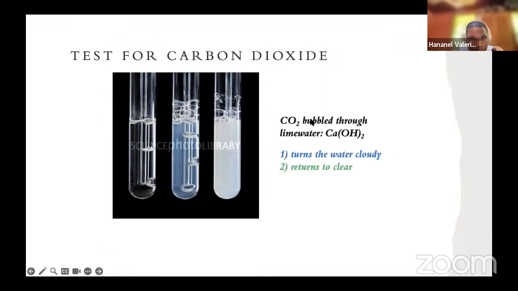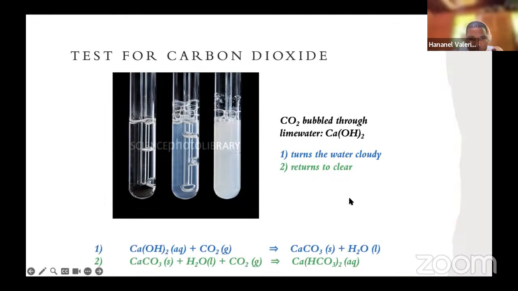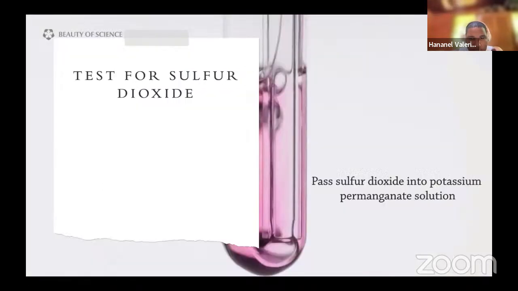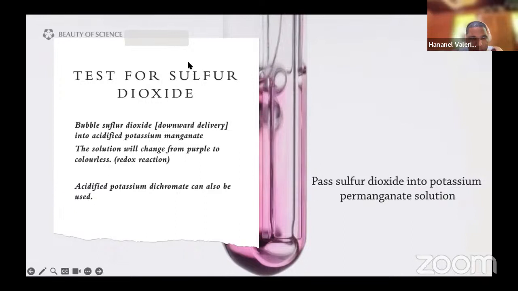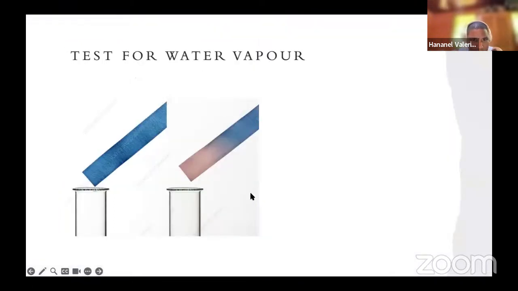Carbon dioxide, as we spoke before, we bubble it through lime water, forming calcium carbonate. And sulfur dioxide, you bubble sulfur dioxide into acidified potassium manganate. Because sulfur dioxide is a strong reducing agent, it will change the color from purple to colorless. And acidified potassium dichromate can also be used, where of course we'd see the redox reaction occurring as well.